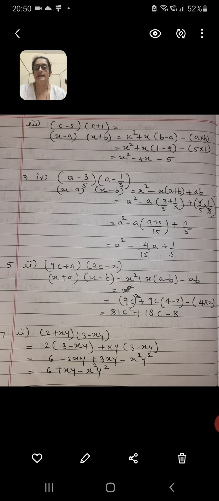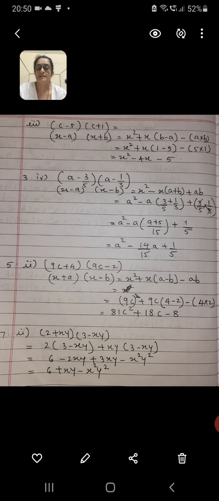Let us go to the next one. c minus 5 and c plus 1. So here 3 terms again, c, 5 and 1. So we can use any one of the first 4 identities. But the first sign is negative, so we are going to use the third identity. Which identity is that? x minus a, x plus b. So the identity is x square plus x b minus a minus ab. So here 5 is a, 1 is b. Replace the values, you will get c square minus 4c minus 5.